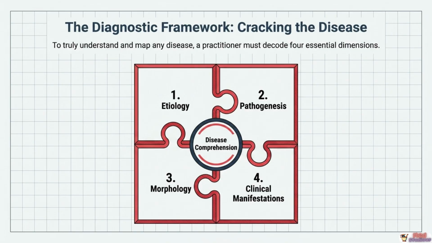A clinician who knows only the etiology of a disease without understanding its pathogenesis cannot predict its complications. A clinician who can recognize the morphological changes without understanding the clinical manifestations cannot correlate laboratory findings with patient symptoms. A clinician who knows the clinical manifestations without understanding the etiology cannot select a curative treatment rather than a merely symptomatic one. The power of pathological thinking is that it demands simultaneous competency across all 4 dimensions.